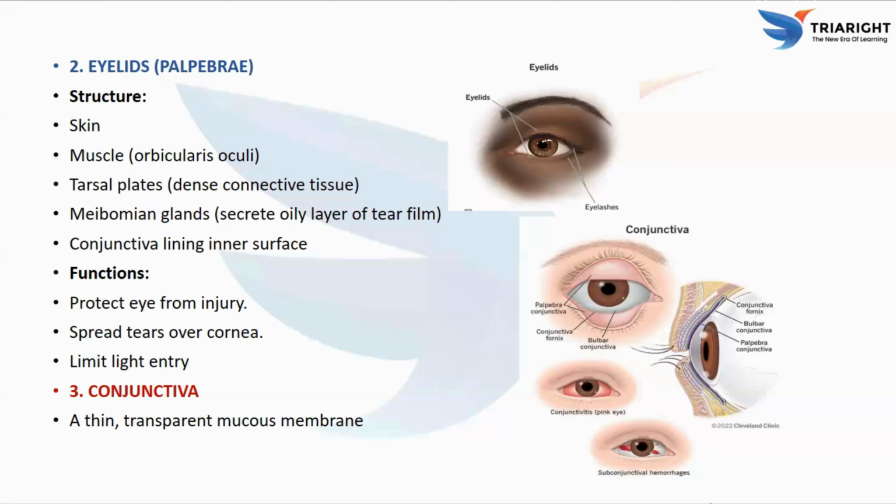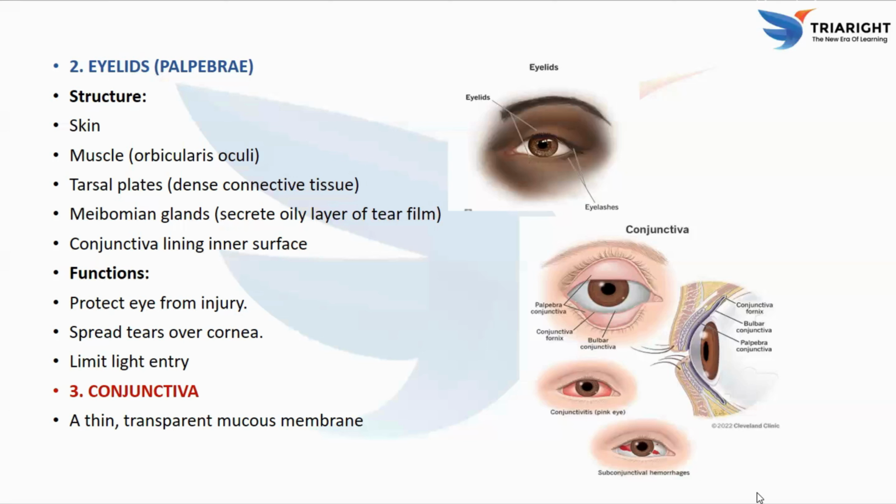So what are the functions of the conjunctiva? It lubricates the eye with mucus and tears. It also prevents microbes from entering the deeper tissues. It provides immune defense, which contains lymphoid tissue, and it also helps the eyelids to glide smoothly during blinking.